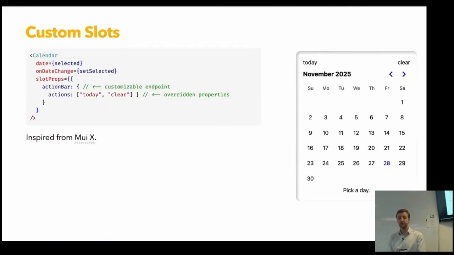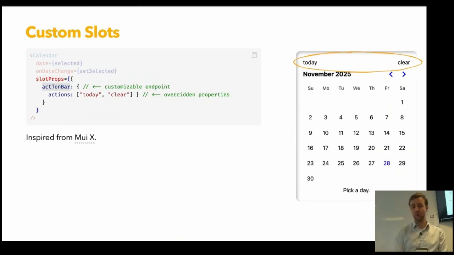One pattern that is inspired from MUI and quite smart, I think, is that you create a property slot props, and inside this property slot props, you pass an object. And for example, action bar is one of the components inside the organism. So it means you have a basic organism. If you don't use the slot props property, it already works out of the box. But you can override one small part inside this component.